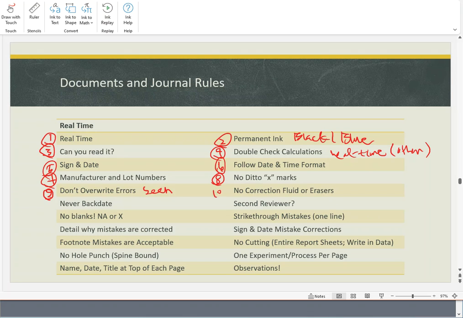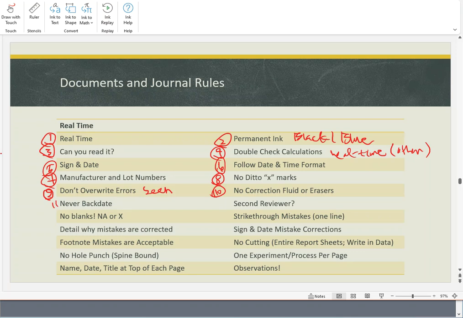Number 10, no correction fluid and no erasers. So in other words, no whiteout should be found in a laboratory setting. Absolutely not. And no erasers should be found in a laboratory setting. You cannot use that for documentation purposes. You cannot erase mistakes. You cannot white out mistakes. You have to keep that mistake in there. You can correct them, but you're going to have to tell us why.